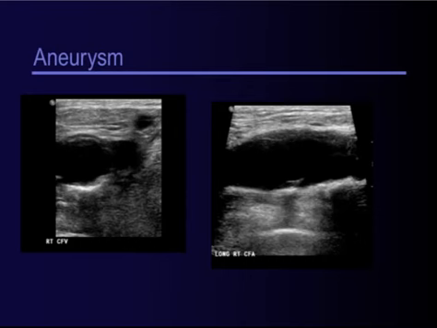Aneurysms can sometimes be incidentally found. Here we have an example of a right common femoral artery aneurysm. The vein is here next to the artery, but you can see that the artery is much larger than the vein, and there is plaque along the periphery of this artery. In long axis, you can see that there is fusiform dilatation of this vessel.